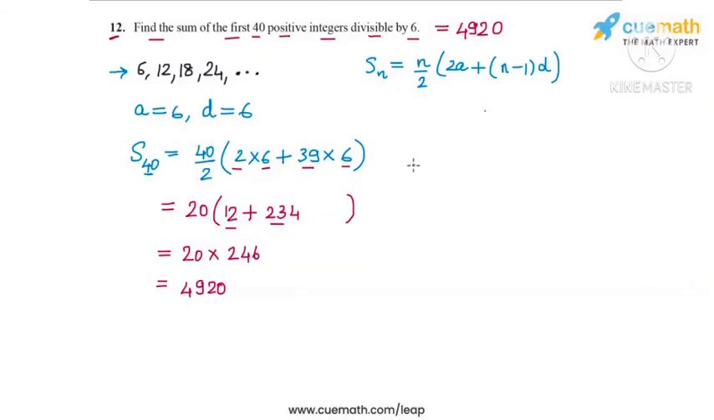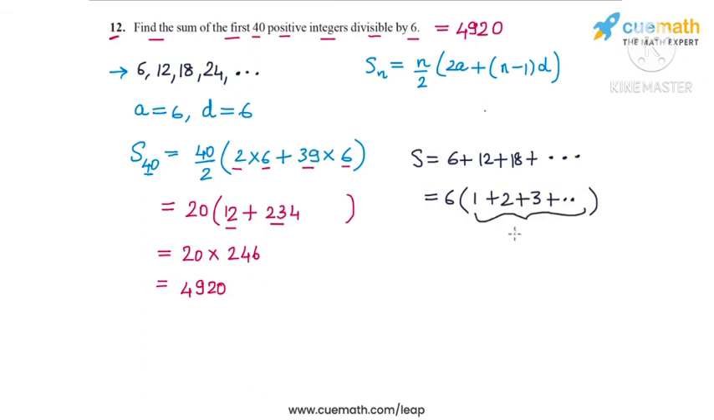By the way, another way to calculate this same sum is as follows. So we have this sum 6 plus 12 plus 18 up to 40 terms. This is what we had to calculate. So what we can do is take out a common factor of 6. So if we do that, we will get 6 times 1 plus 2 plus 3 and all the way up to 40. So 40 terms inside this bracket.